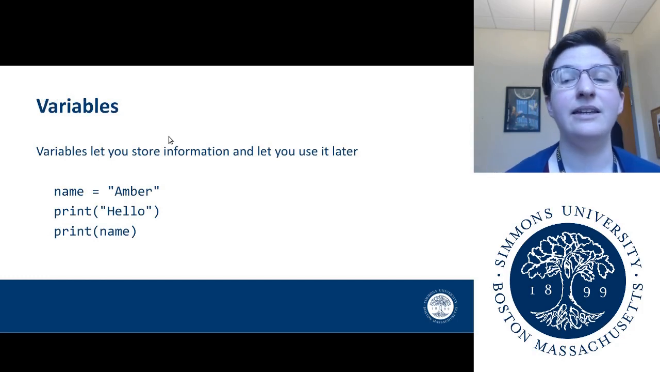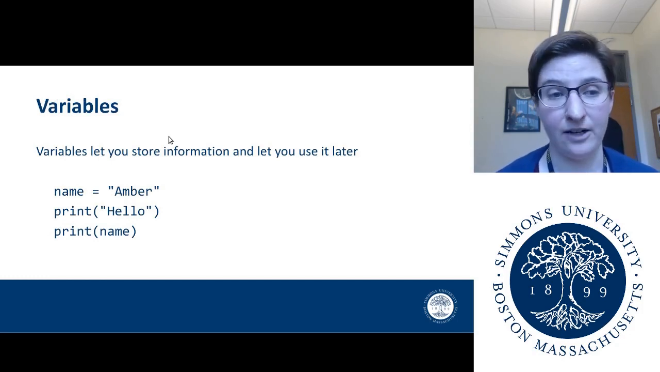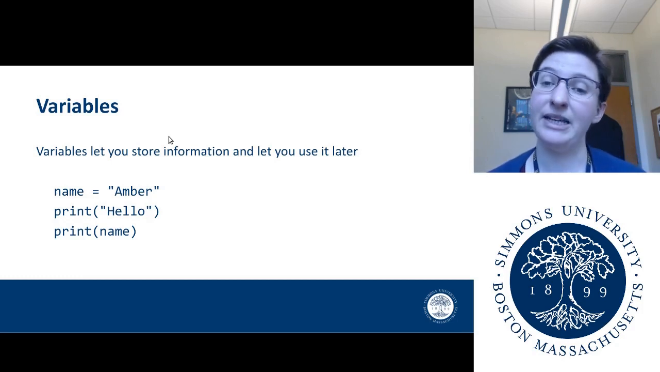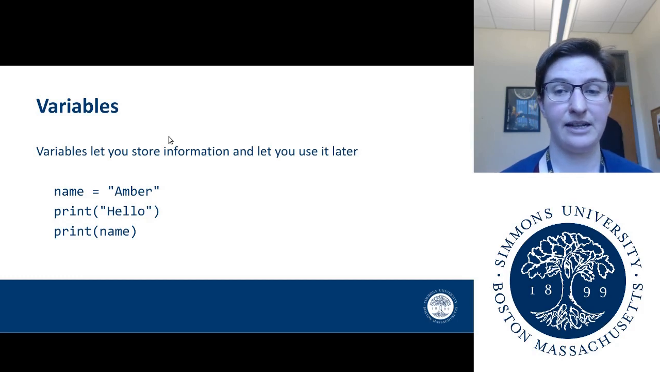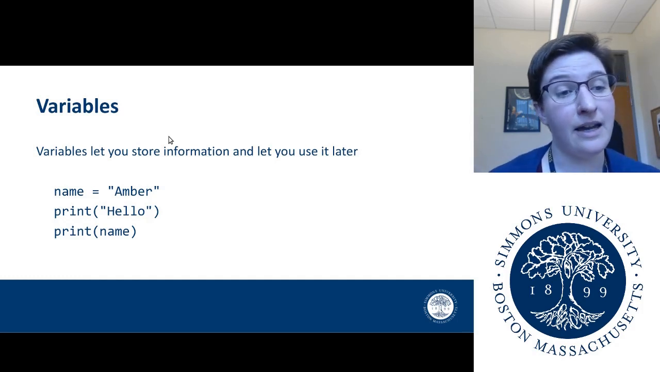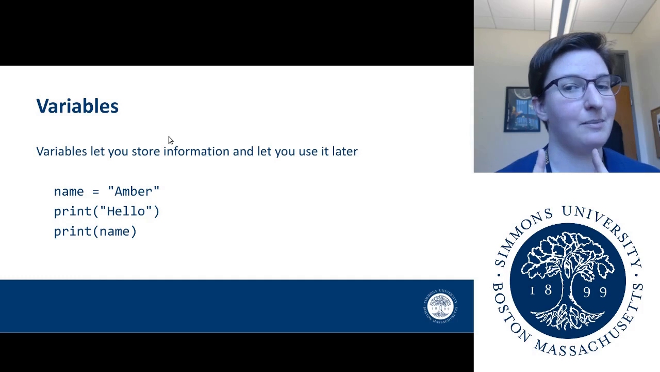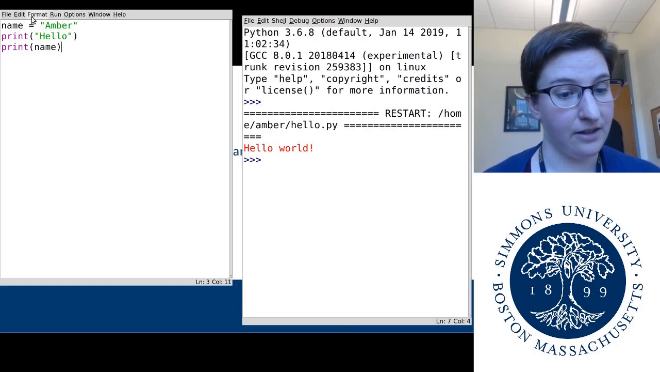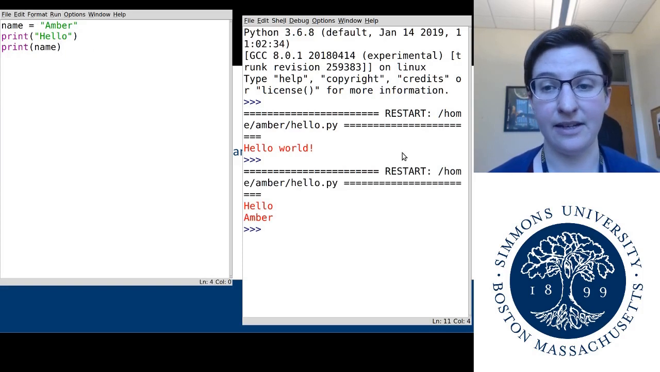One of the key components to any programming language is variables. Variables let you store information and then use it later, or use it repeatedly. So for example, I can say name equals "Amber". Notice the quotes around that name. And then I can print "hello", like I did before, again with the quotes. We'll talk about what the quotes mean in a little bit, just accept them for now. And then I can say print and then name. You'll notice name is not in quotes. What will happen when I save it and run it is it'll say hello, and then it'll say Amber.